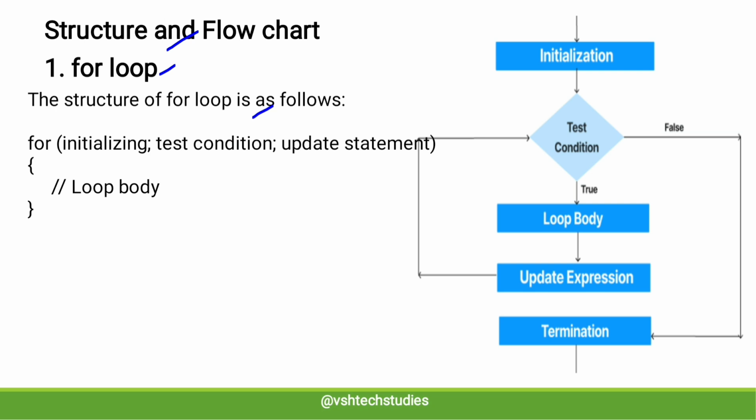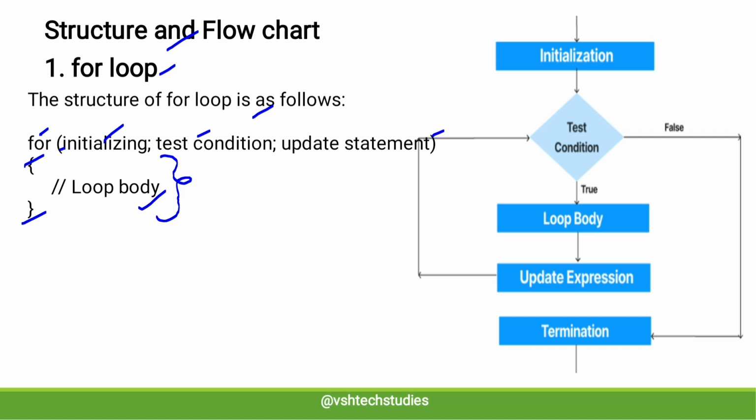The structure of for loop is as follows. For is the reserved word within bracket. First, the index is initialized. Whether index value is within limits, yes or no, that is checked. If it is true, then from here to here it is loop body, means many instructions will be there or one instruction might be there. So that set of instruction will be executed.